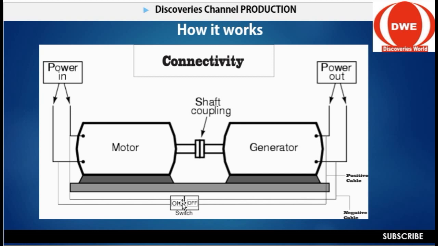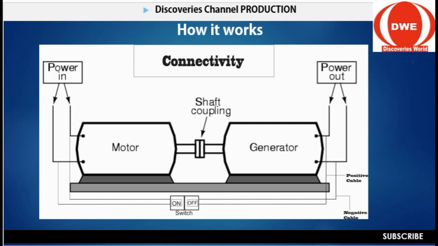Now what you have to do is switch off the power source here, and then switch on the switch here, so that the voltage here will flow to the electric motor. By so doing, the electric motor will start running on its own without the support of the power input.